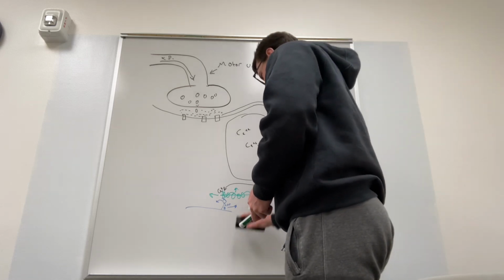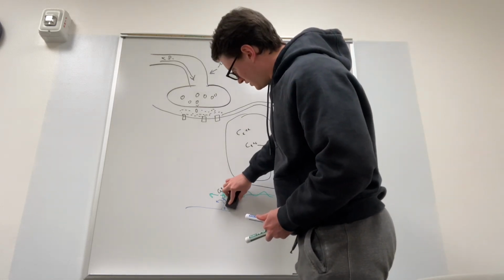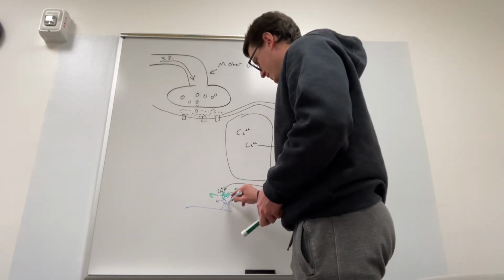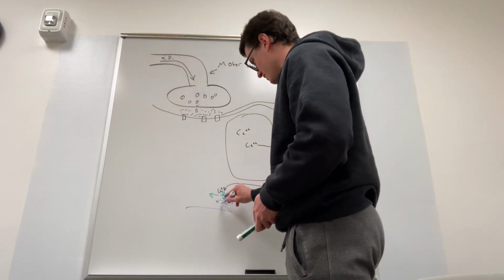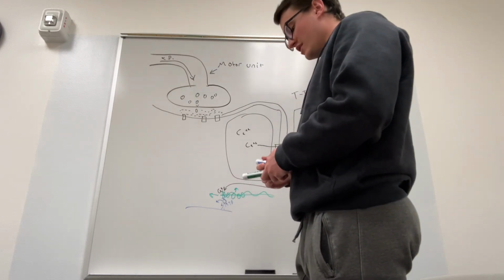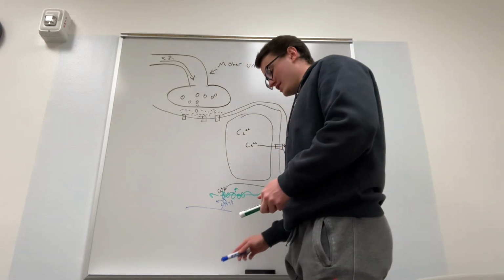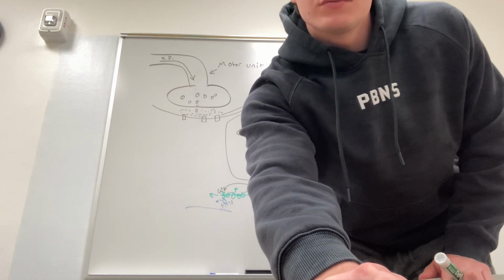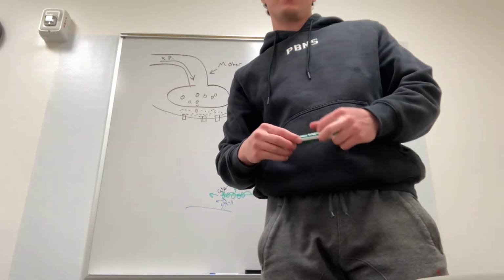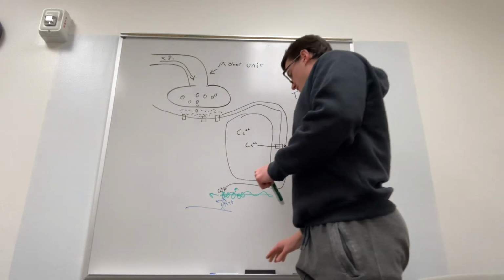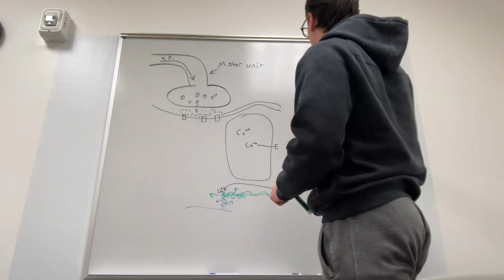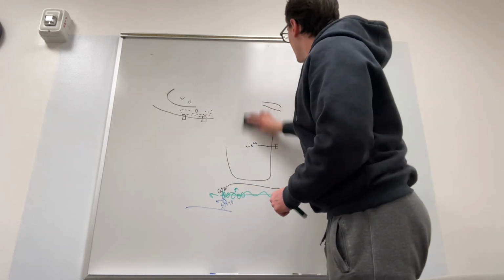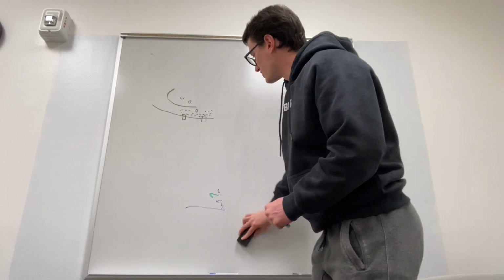Now, in order to reset the myosin head, we're going to put an ATP on here. And that ATP is going to allow us to drop the myosin head so that we can enter a relaxed state. And then we're going to discuss the various kinds of energy that are used for muscle contraction.